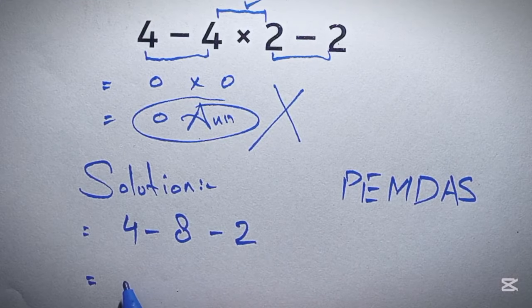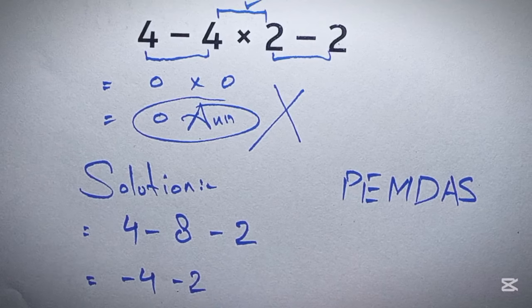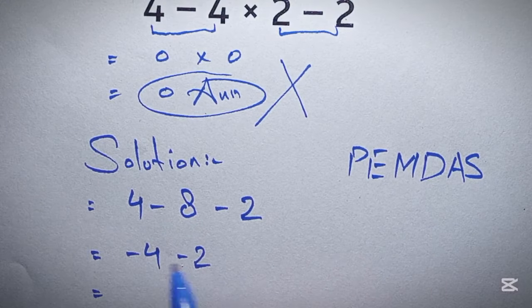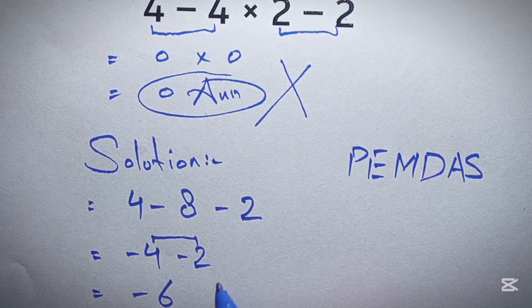Easy, right? Okay, now 4 minus 8 equals negative 4. And negative 4 minus 2 equals negative 6. So our final answer for the above operation is negative 6.